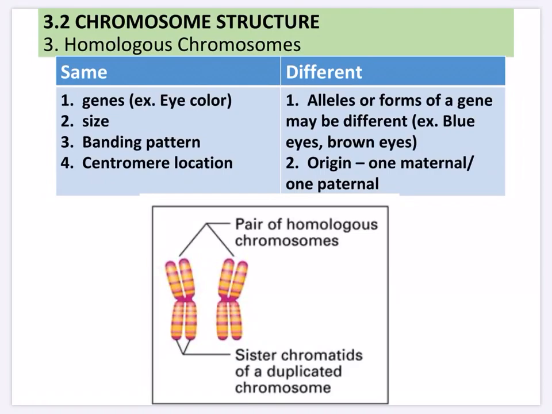So what's the same about homologous chromosomes? They code for the same genes. They're the same size. They have the same banding pattern and centromere location. But what's different is they may have different alleles. Okay, like one may have blue eyes or one may have brown eyes, and their origin. One came from mom, one came from dad.